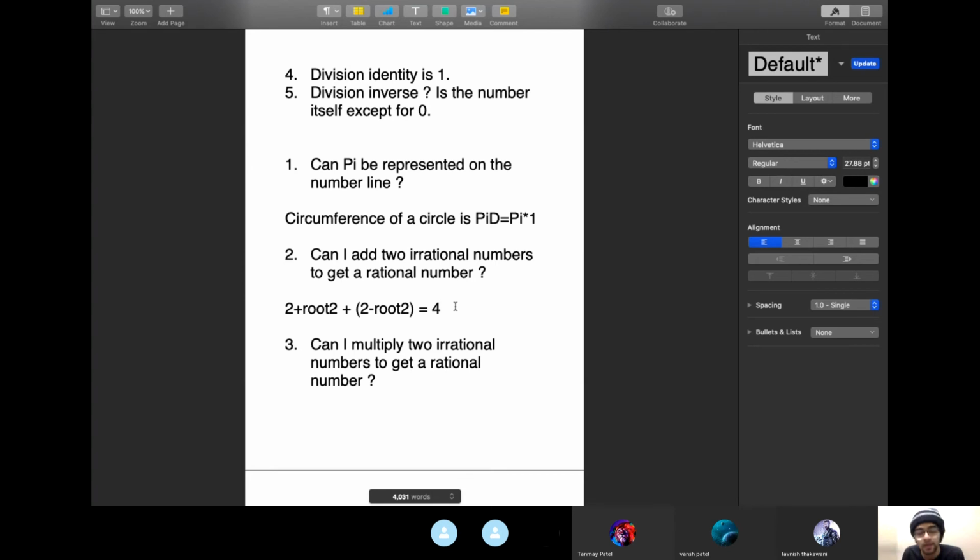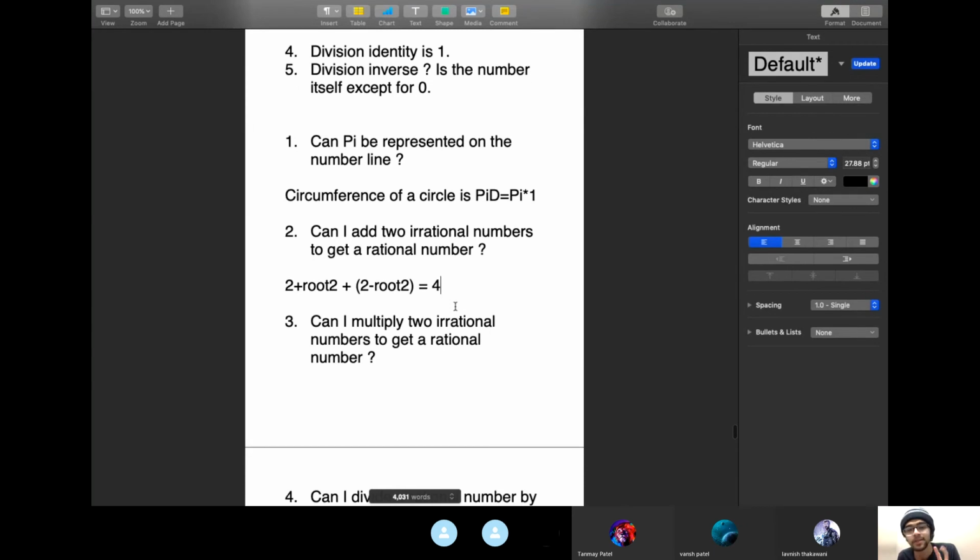2 plus root 2 is irrational. 2 minus root 2 is also irrational. But if I add them together, I get 4. However, the reverse is not true. I cannot add two rational numbers and get an irrational number. That is never possible. If I have one rational number and another rational number, if I add them together, I will never get an irrational number as an answer.